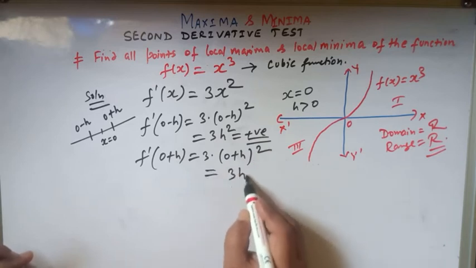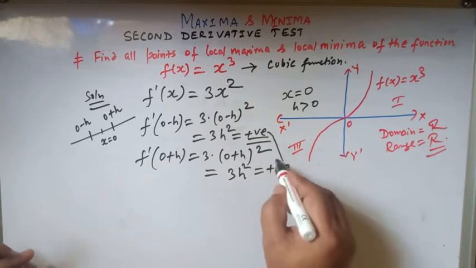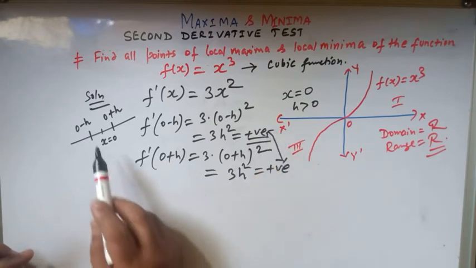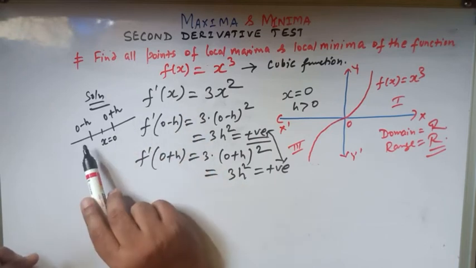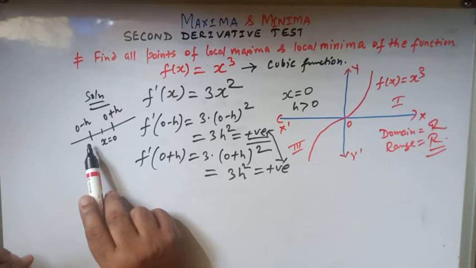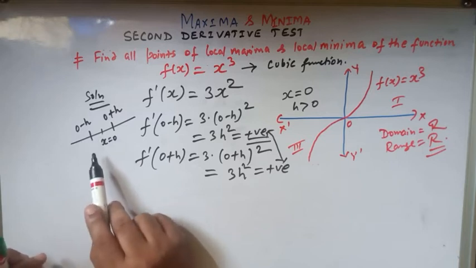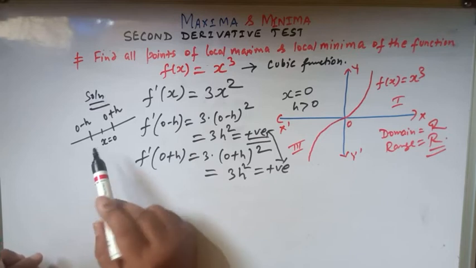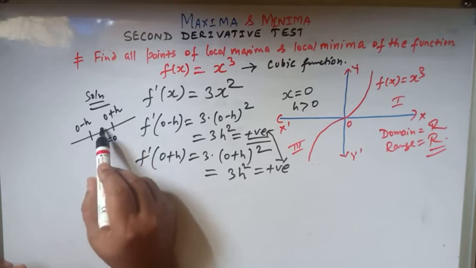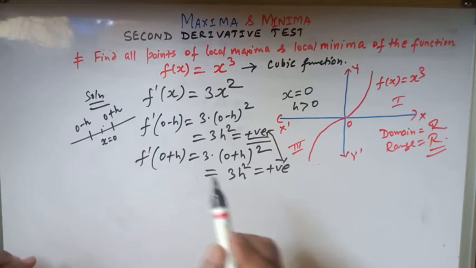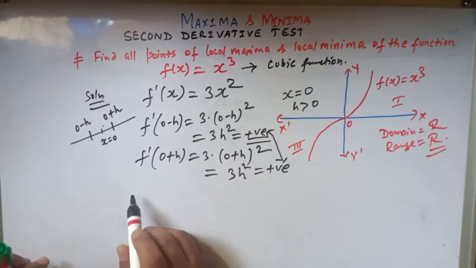So we have 3h square again, and this is positive. So here we see that the sign of the first derivative does not change at the values very close to x equal to 0. Clear? So when we move from 0 minus h to 0 plus h through x equal to 0, we see that the sign of the first derivative doesn't change.